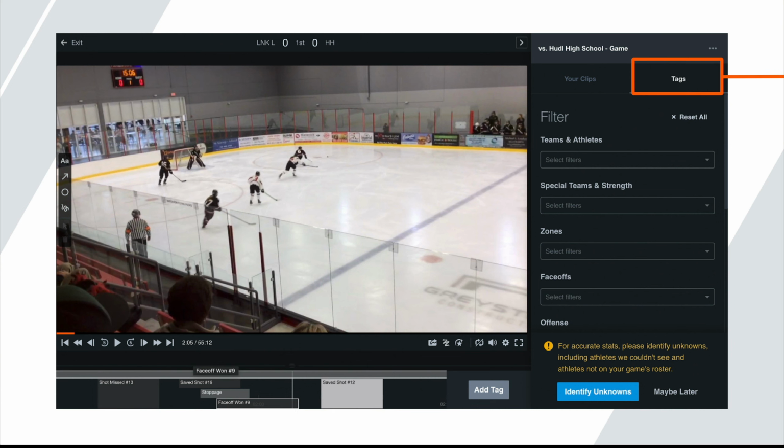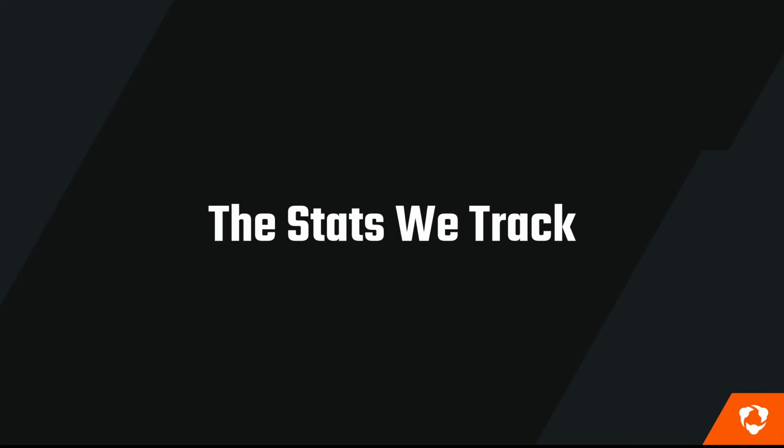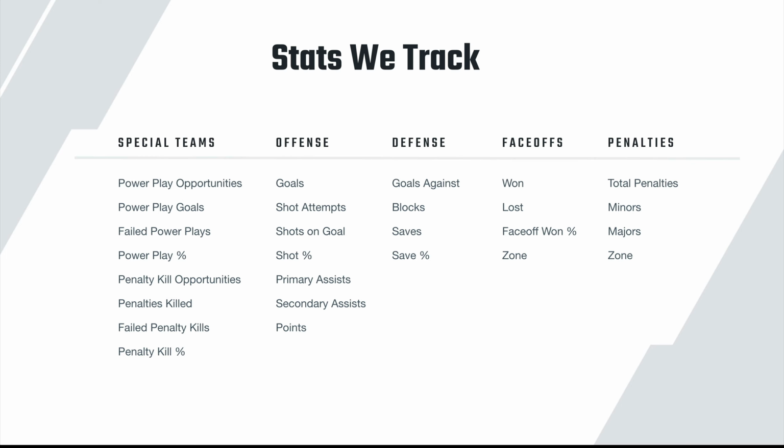You'll also notice a new tags column on the right-hand side of your screen. Here you can use filters to find specific moments you're looking for. Now that you know how to send your games to Huddle Assist, let's go over the stats you get back and how our analysts tag your games.